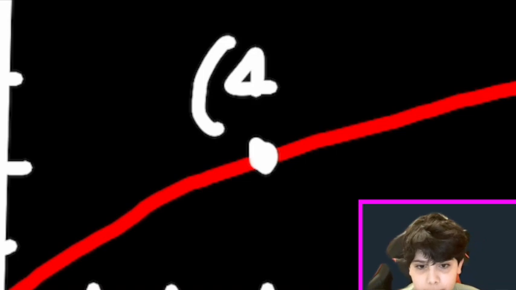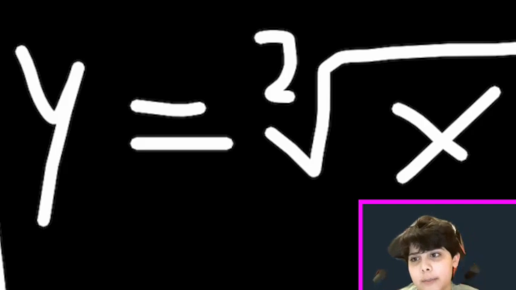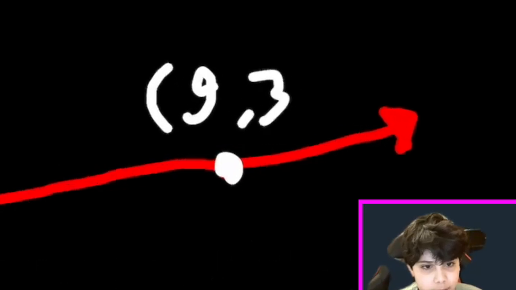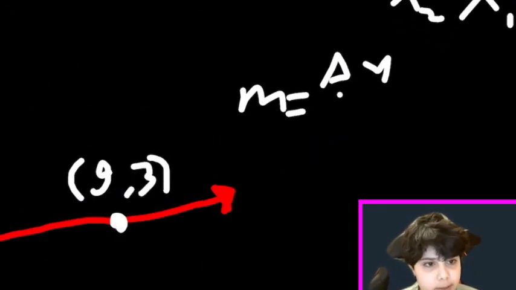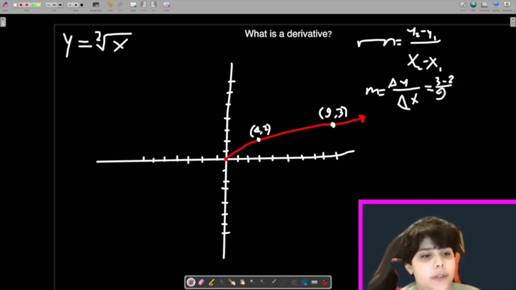Now this right here is the point (4, 2). This is the function y equals the square root of x, by the way. This is the point (9, 3). So the slope is the difference in y over the difference in x, or delta y over delta x. That equals 3 minus 2 over 9 minus 4. 3 minus 2 is 1, and 9 minus 4 is 5. So the slope is 1/5.